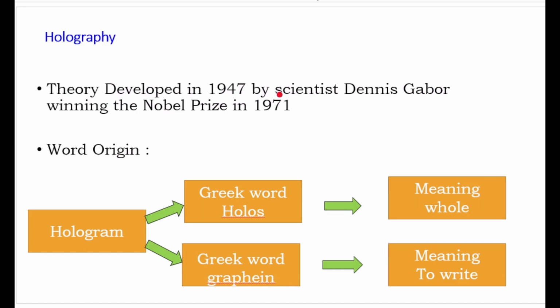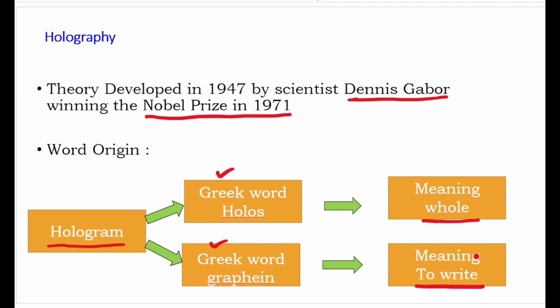This theory was developed in the year 1947 by a scientist named Dennis Gabor, and for this he won the Nobel Prize in the year 1971. The word holography comes from two Greek words. So I have written hologram here, it will be holography. The first word is holos and the second one is graphein. Holos means whole, whereas graphein means to write. So holography means writing the complete image.